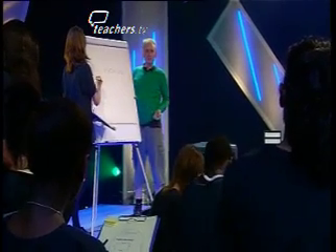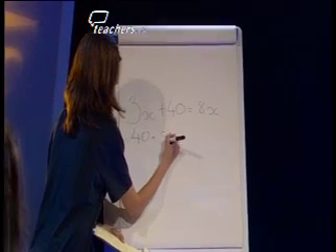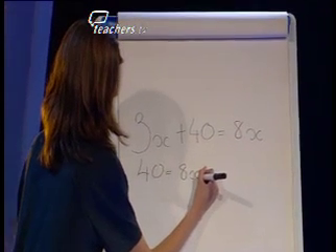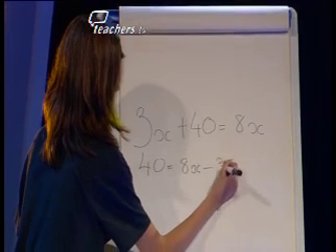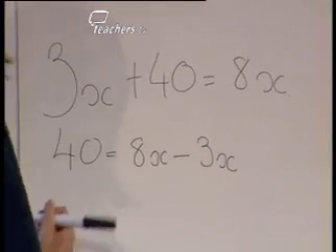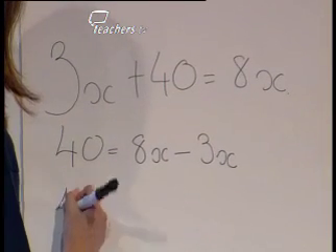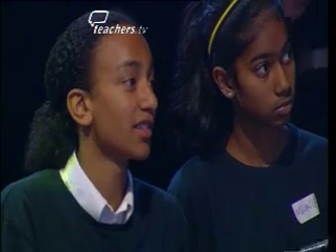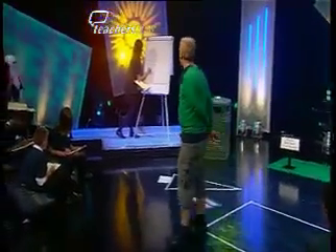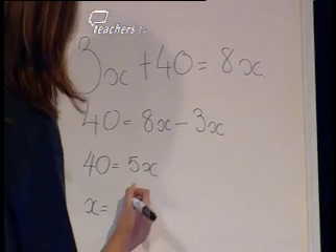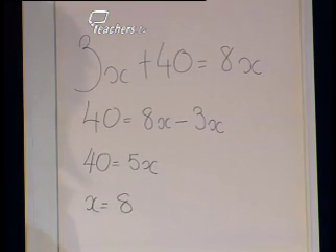What's left? 40. 40 equals 8x minus 3x. So 40 equals 5x. Good. So x equals 8. We have a solution to this equation.